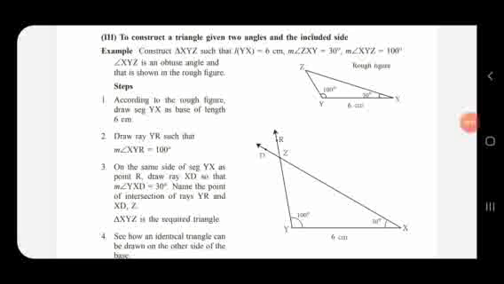Steps will be: first, according to the rough figure, draw segment YX as the base of length 6 cm. Second step will be to draw ray YR such that measure of angle Y is equal to 100 degrees. Third, on the same side of XY as point R, draw ray XD so that measure of angle X is equal to 30 degrees. Name the point of intersection of rays YR and XD as Z. Triangle XYZ is the required triangle.